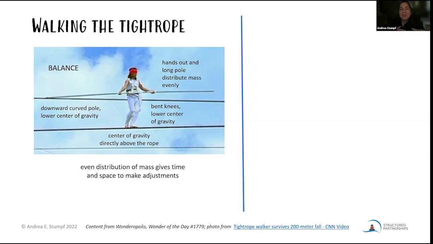Now also note that if you put your arms out or if you add this long pole, you have a way to distribute the mass evenly. So this creates more points from which to find that balance. And overall, this even distribution of mass with the bent knees and the pole, all of that gives time and space to make adjustments. So really enhances the balance, the stability within a context of flexibility. So all of those are keywords you've heard me say many times before.